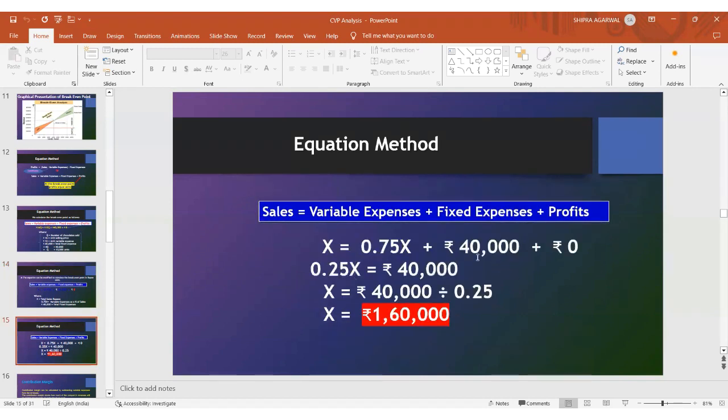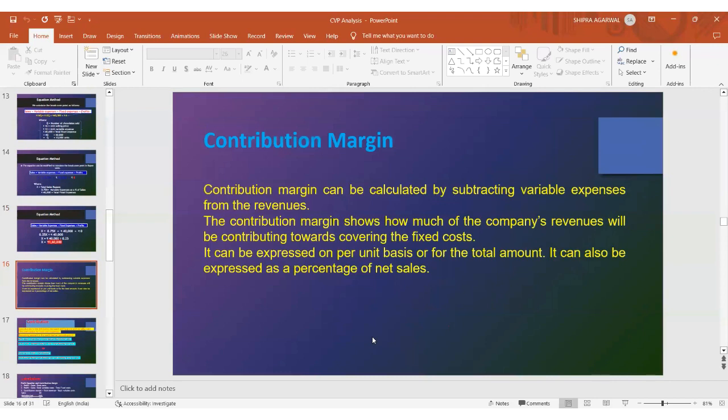Further solving this equation, I get the value of X as 1,60,000. So that is my sales value, right? So this is how you calculate rupees 1,60,000. If you want to calculate it in rupees, you can calculate it in rupees. If you want to calculate it in number of units, you can calculate it in number of units, right? Now, next we have the contribution margin.